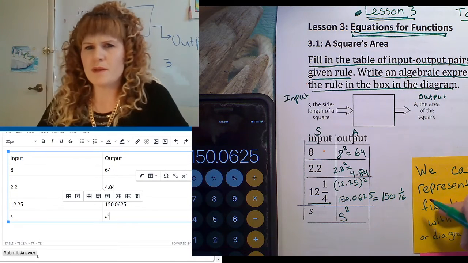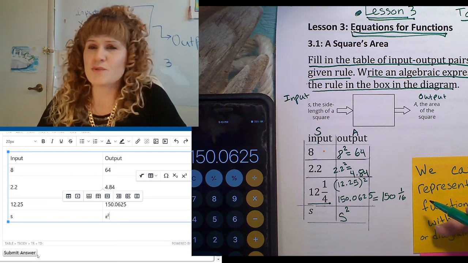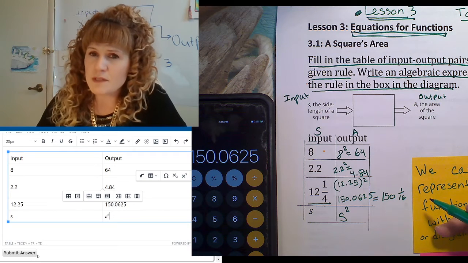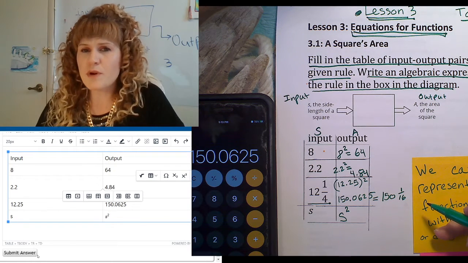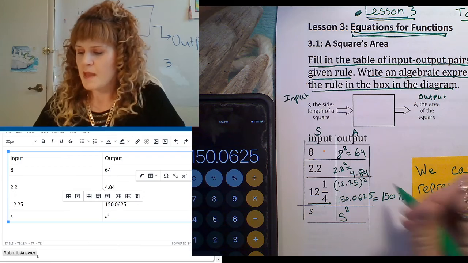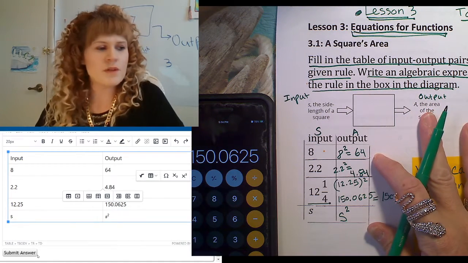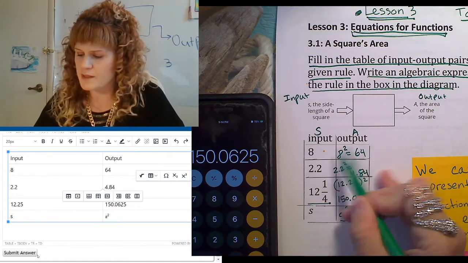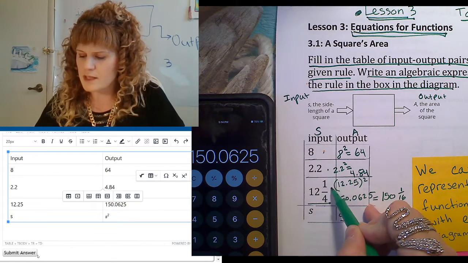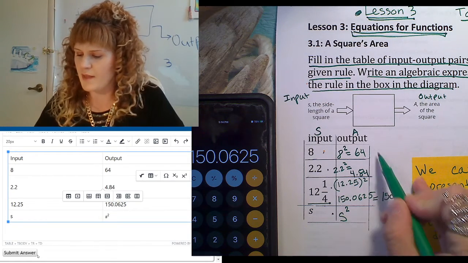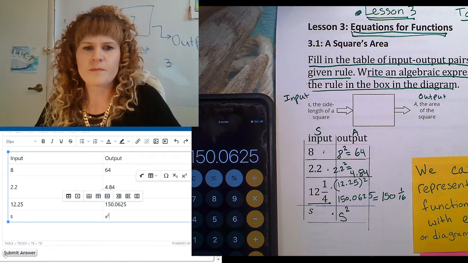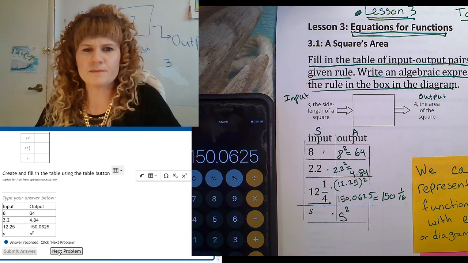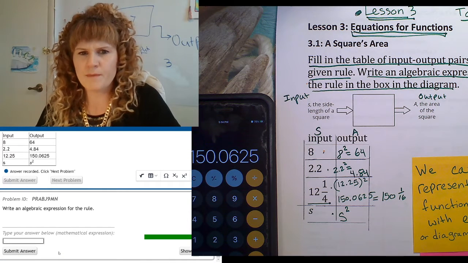Even though I'm helping you and showing you all the answers during remote learning or asynchronous learning, it's really important that you do this. If you don't have your papers with you, use your math notebook. Draw the table. Square each one of these inputs to get the area. Then submit your answer. Good.